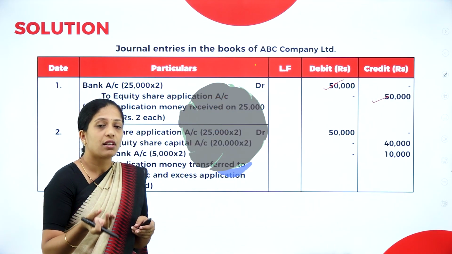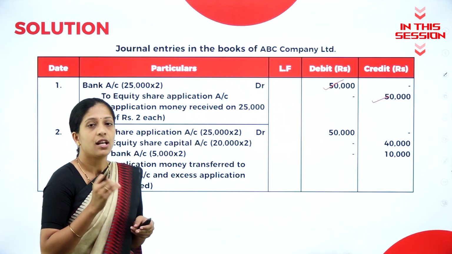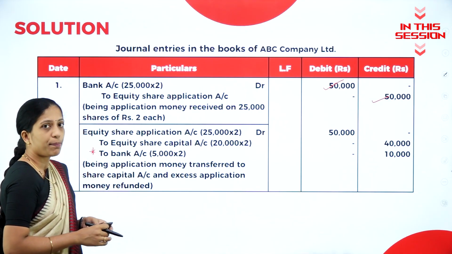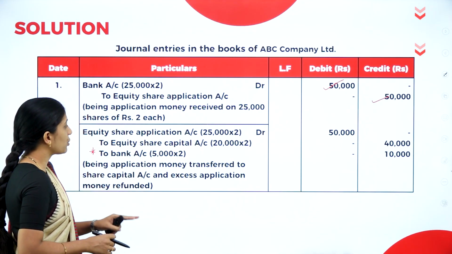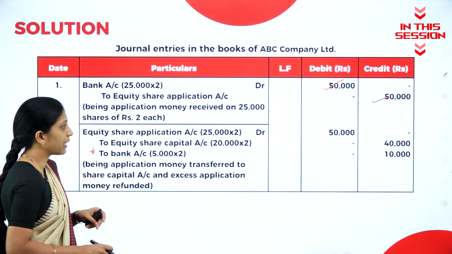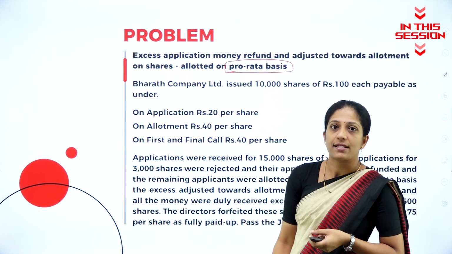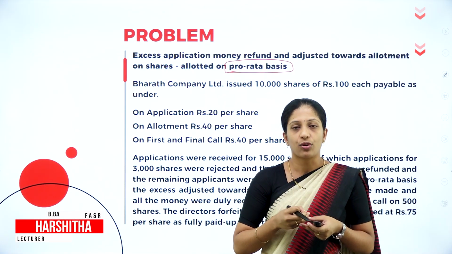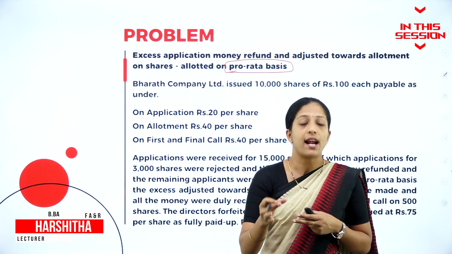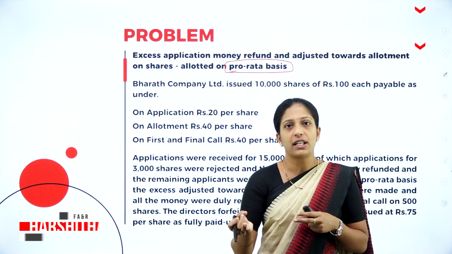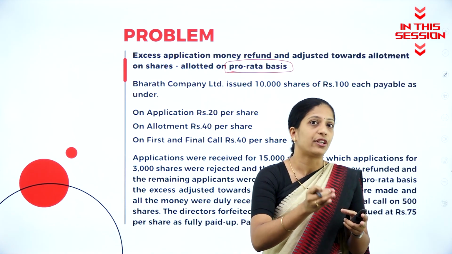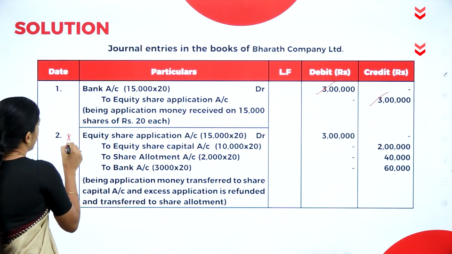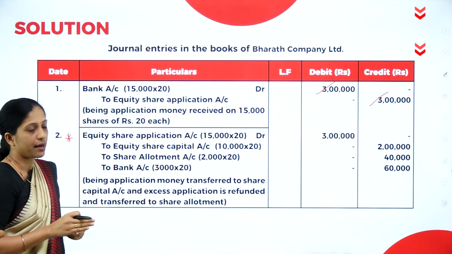We are going to receive 5,000 excess shares, so that has to be refunded. So what is your entry? Equity share application account debit to equity share capital account to bank account. What I mean by pro rata basis is, whatever the excess application money we are going to receive, how are we going to adjust it? Either we have to refund that amount or it has to be transferred to the allotment stage. The second entry is important here because it is on a pro rata basis.